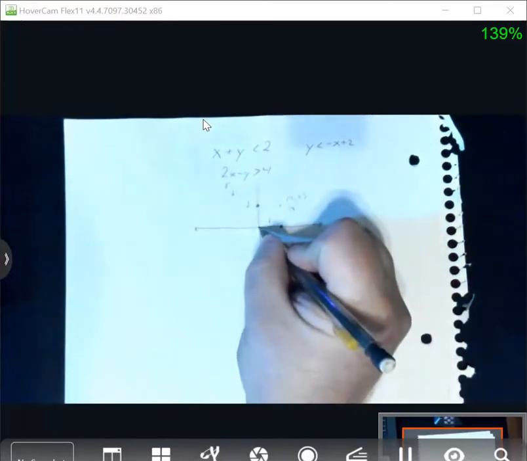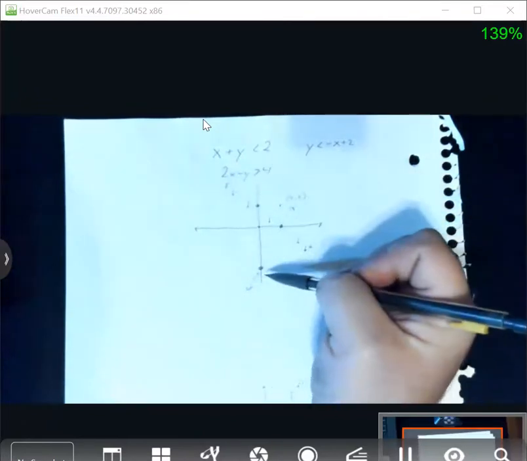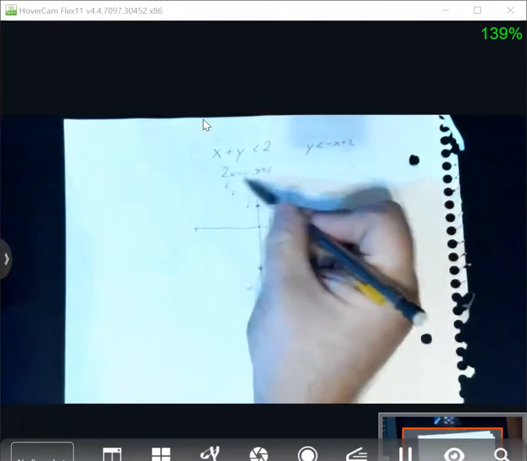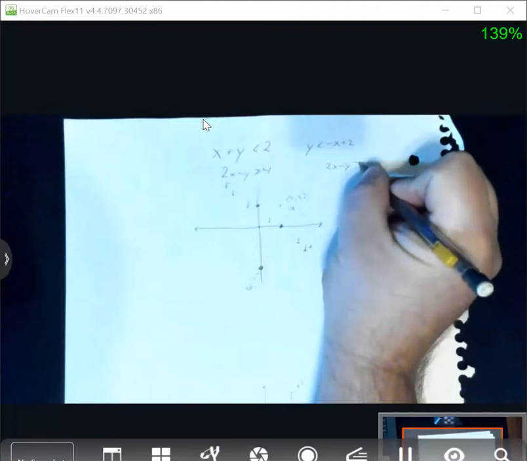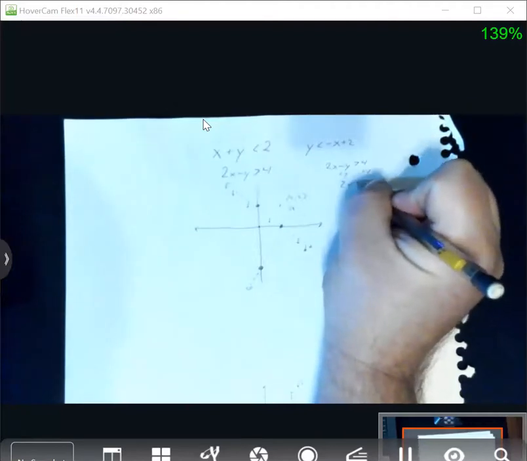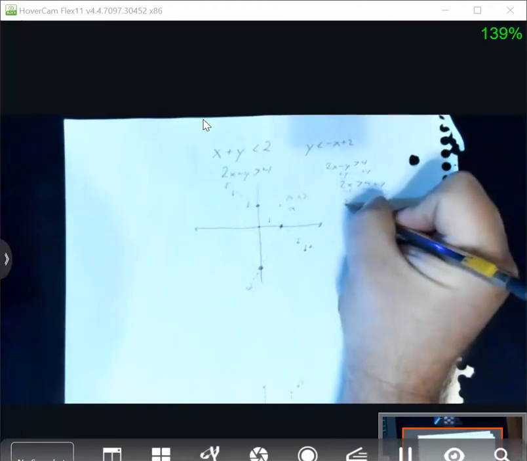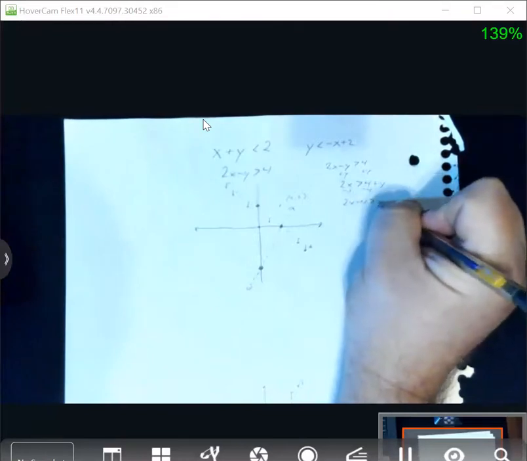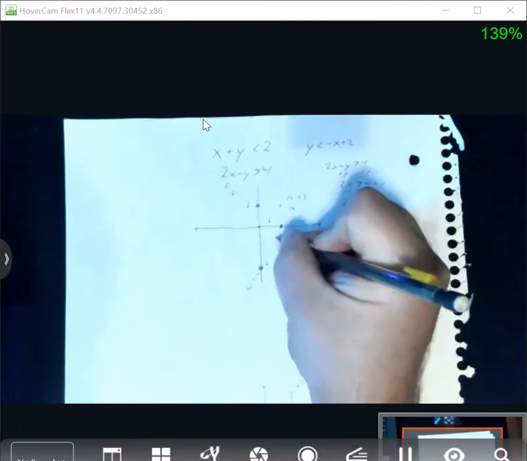Again, if we wanted to see if we're going to shade above or below, we'd need to test a value. And I like to test easy values. So I'm going to test 0, 0. If I plug that in, I get 0 is greater than 4. That's not true. So it'd have to be below it. Again, I find it easier often to solve for y. So if we have 2x minus y is greater than 4, I can add y to both sides and get 2x is greater than 4 plus y. I can subtract 4, and I get 2x minus 4 is greater than y. So y is less than 2x minus 4, so we're still shading below.